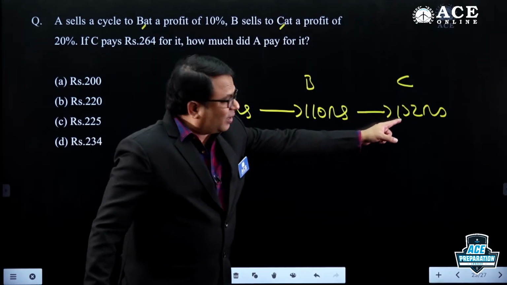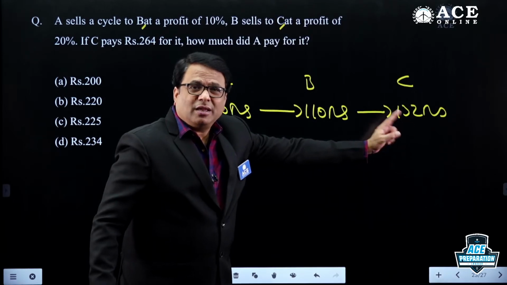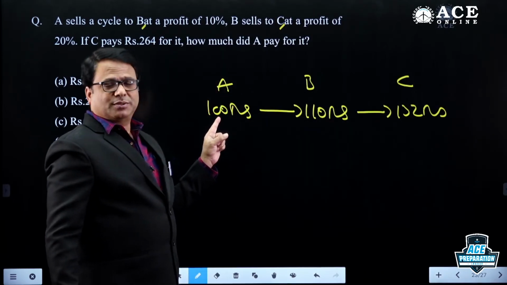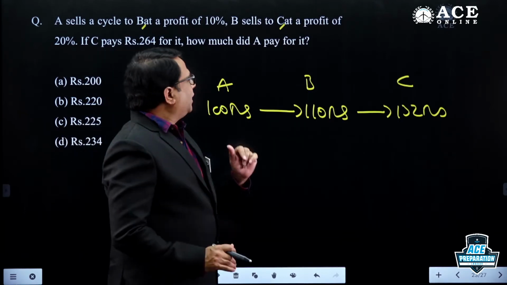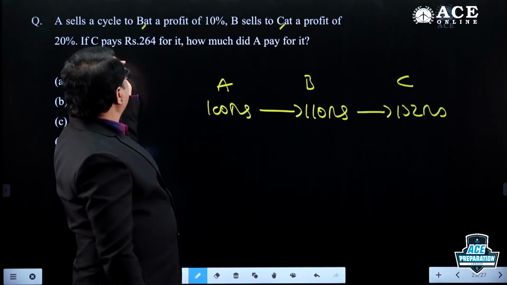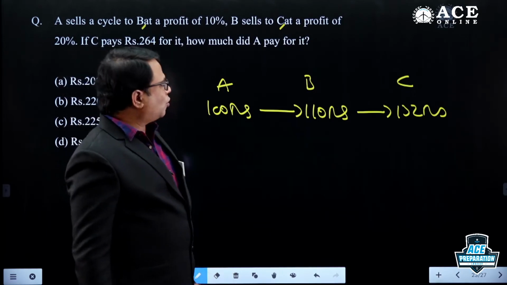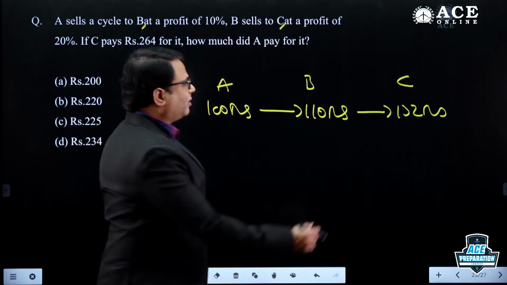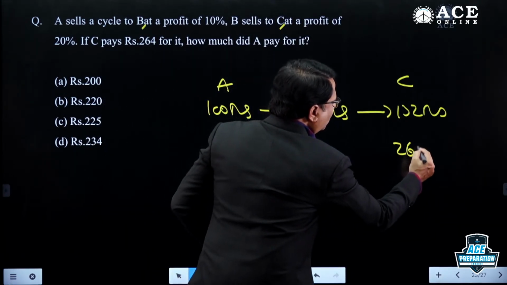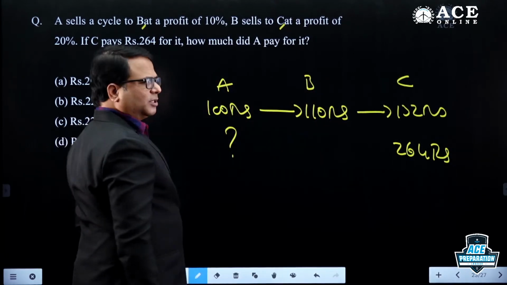So if C pays 132 rupees for the cycle, A will pay how much? 100 rupees. That is the logic we derive. Now, in the problem it is clearly given C pays 264. Then how much does A pay? So when C pays 132, A will pay 100. So when C pays 264, A will pay how much?